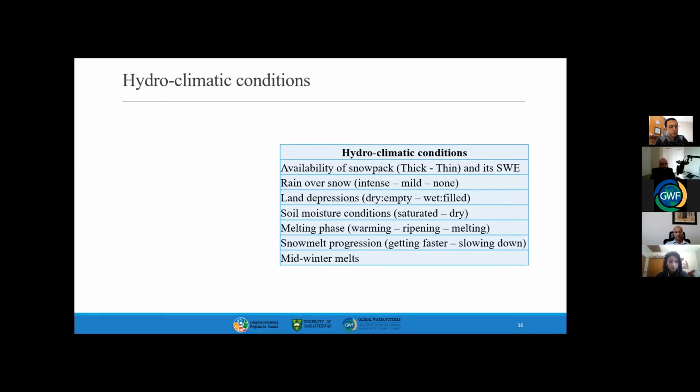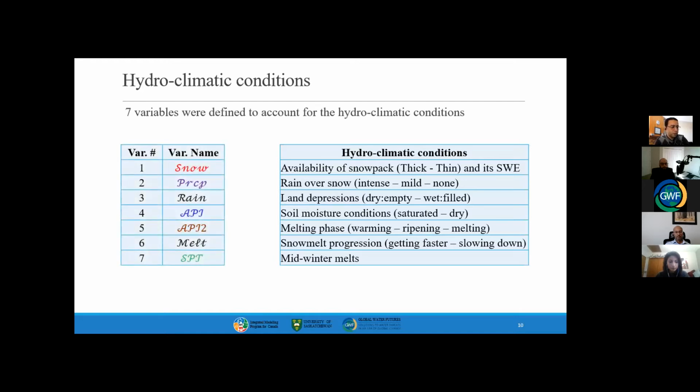And to account for these hydroclimatic conditions, we defined 7 variables. The way that each variable was defined will be presented in the next slide, but let me show you here what each variable accounts for in terms of the hydroclimatic conditions. So the snow is our first variable. We called it snow, and it accounts for the availability of snowpack.